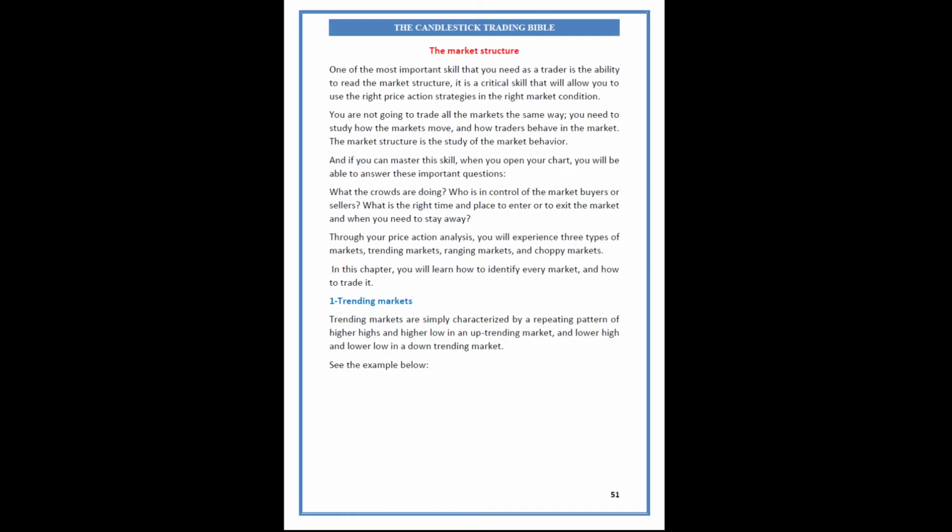If you can master this skill, when you open your chart, you'll be able to answer these questions. What are the crowds doing? Who's in control of the market, buyers or sellers? What is the right time and place to enter or exit the market?